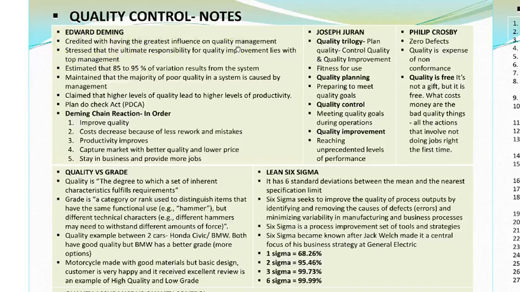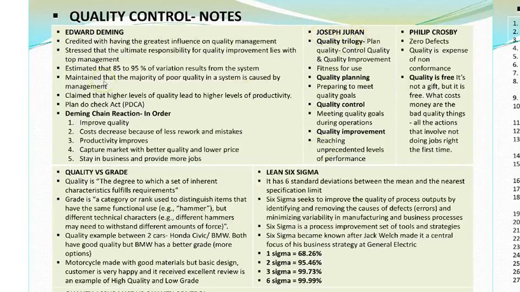Quality trilogy, which says plan quality, control quality, and quality improvement, fitness for use are whose philosophies? And they are Joseph Juran's philosophies.